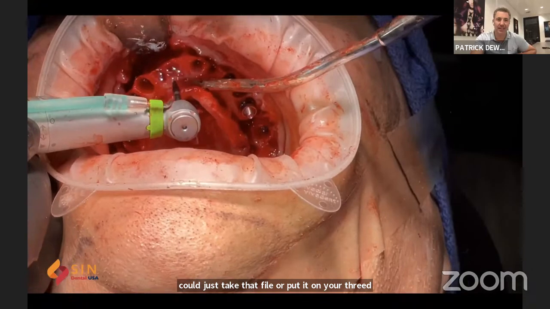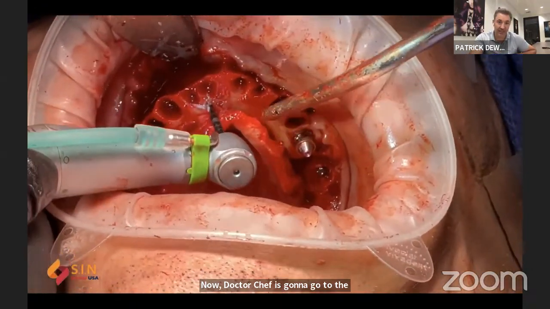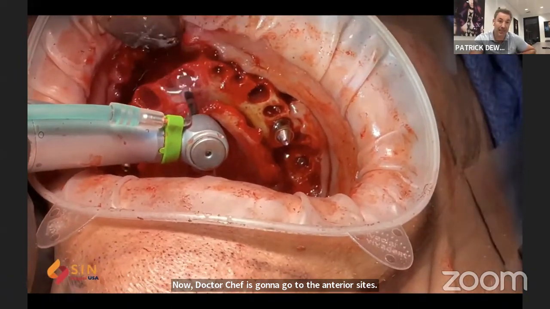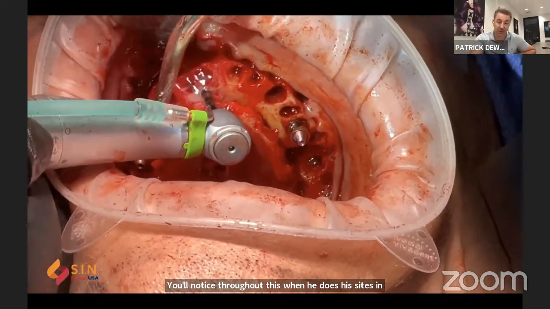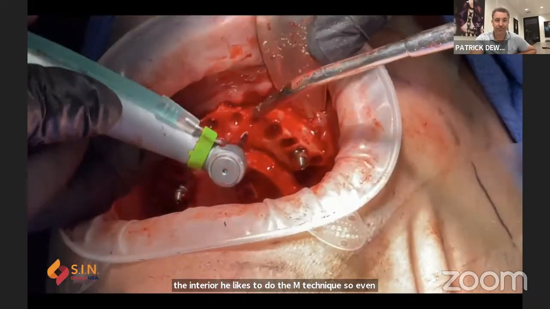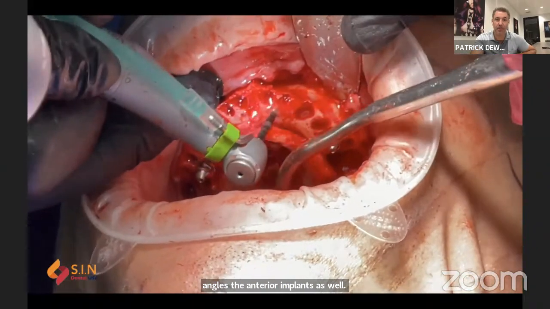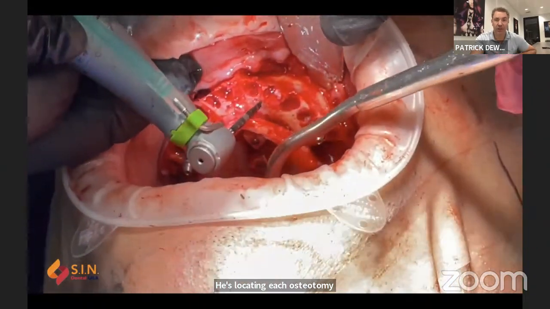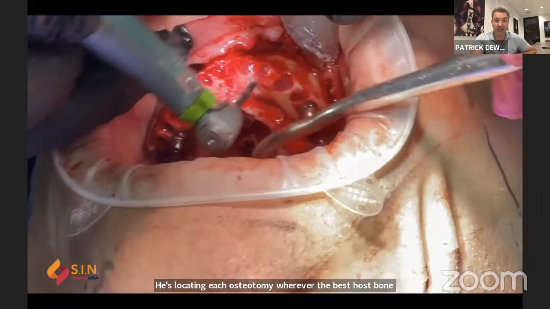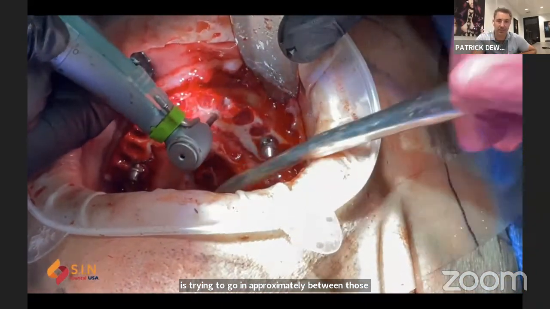Now, Dr. Sheth is going to go to the anterior sites. You'll notice throughout this, when he does his sites in the anterior, he likes to do the M technique, so he even angles the anterior implants as well. So he's locating each osteotomy wherever the best host bone is, trying to go in approximately between those extraction sites so he has good host bone as much around the implant as possible.